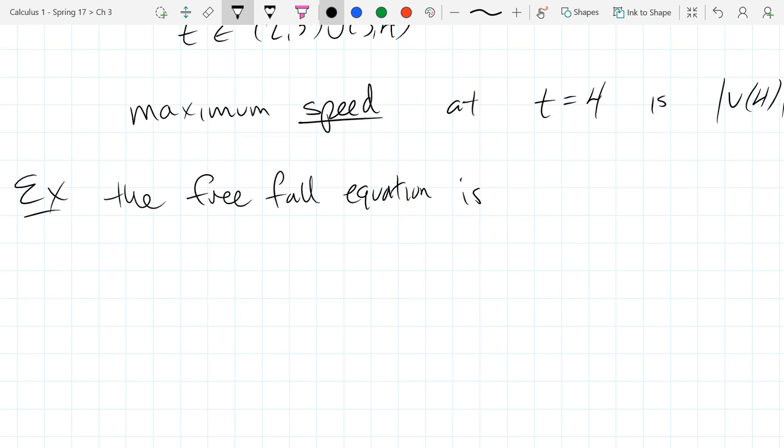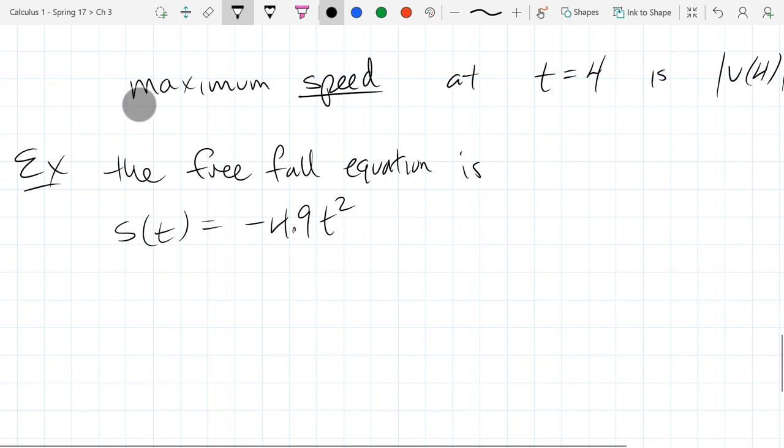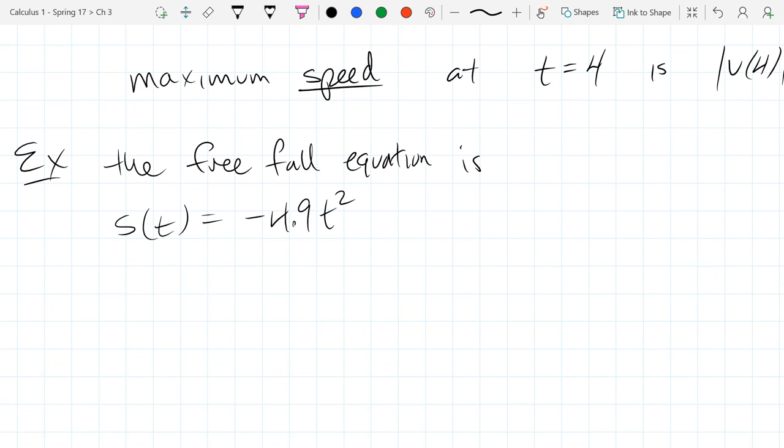So the free fall equation is S of t equals negative 4.9 t squared. And I think this is definitely per second. This might be either feet per second or meters per second. Any physics people here? I think it's in meters per second. Or this is how many meters total after t seconds.